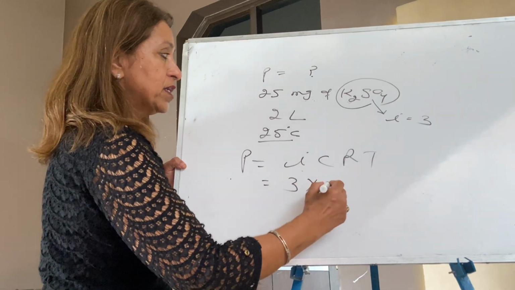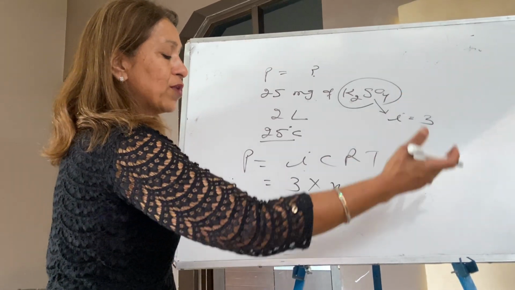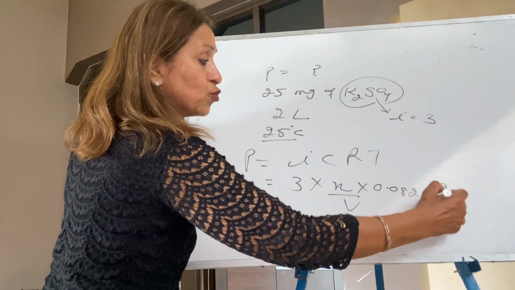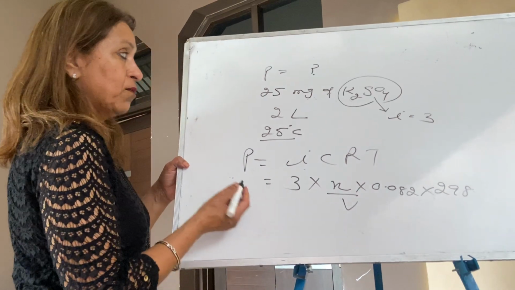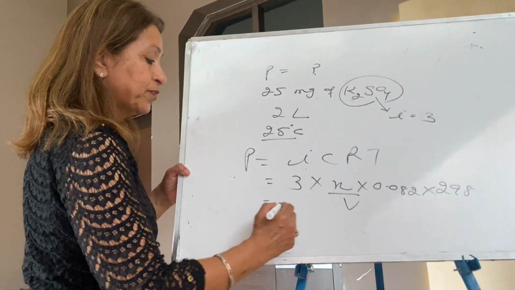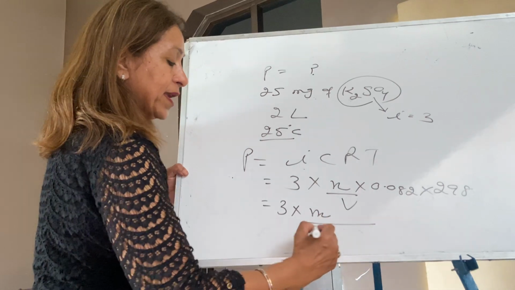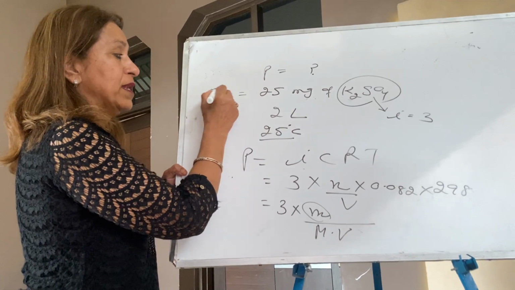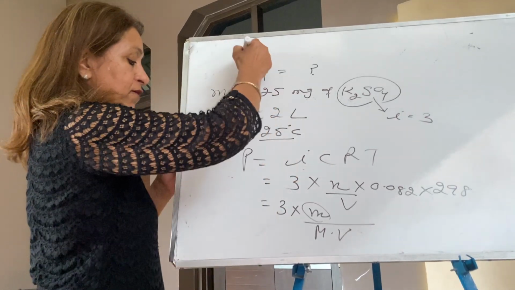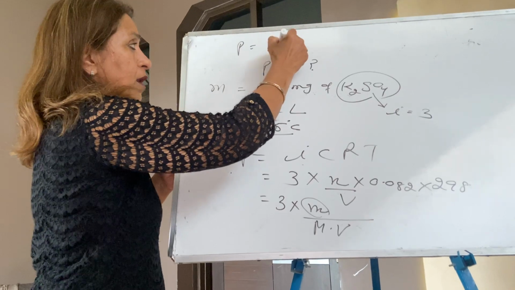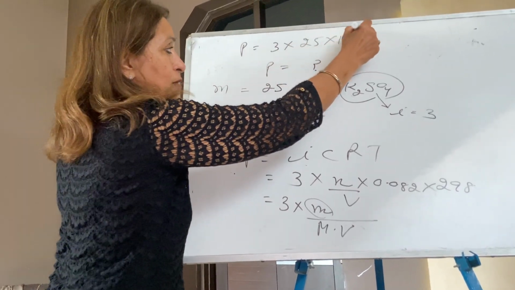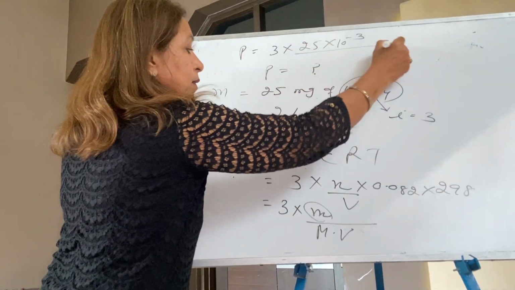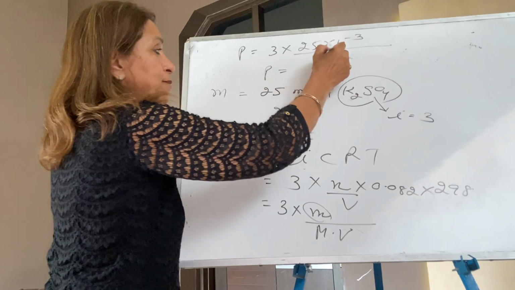Concentration is n by V. R is 0.082. Temperature is 25 degree, that is 298 Kelvin. This is your answer. Let us calculate n by V: 3 into small m by capital M and V. Now what is small m? Small m is 25 milligram, that is 25 into 10 raised to power minus 3 gram. Volume is 2 liter. Capital M you calculate.